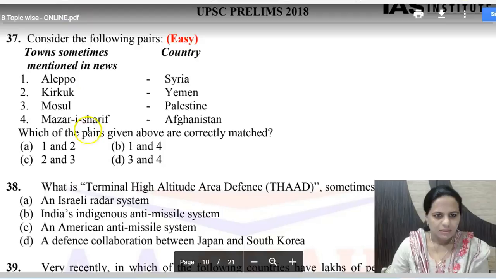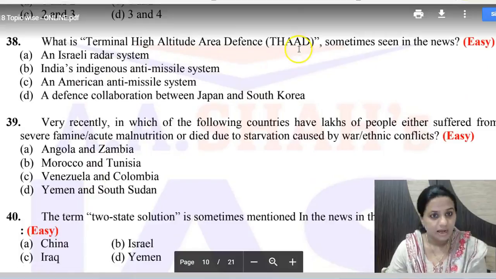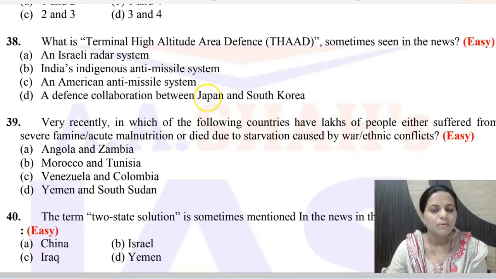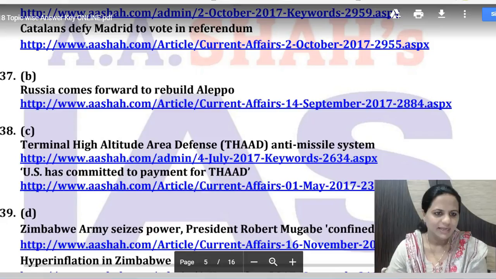Then 38. What is terminal high altitude air defense? THAAD. THAAD has quite often been in news. This is an anti-missile system which America is proposing to establish in Asia for Korea, so that it can protect South Korea from North Korea. So 38 again has quite often been in news. It is C.